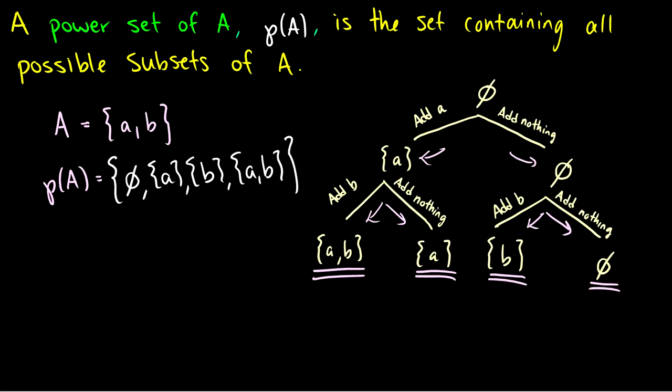Another way of doing this would be to say, okay, the power set, I can have no elements, so I can have the empty set. I could have a set with just one of the elements, so A and B. I could have a bunch of subsets with all the pairs of elements, A and B, so on and so forth.